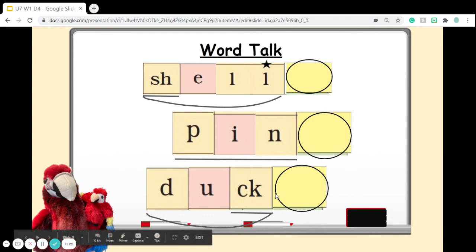Wonderful. So, we reviewed the words shells, pins, and ducks. Okay, these were our word of the days. And we went through the spelling, we went through the spelling rules and then marking rules. We went over the meanings. Wonderful job today for our word talk.